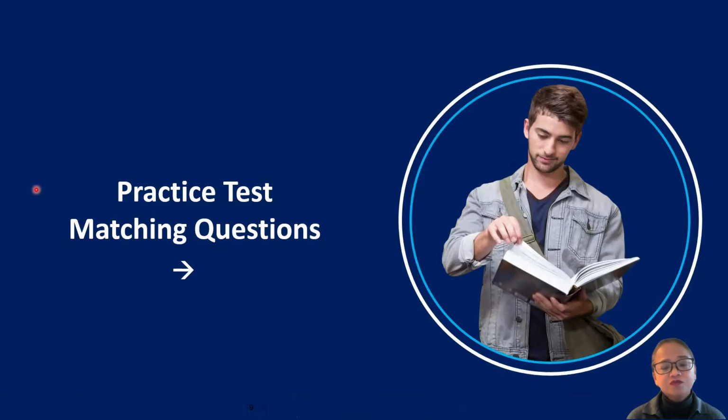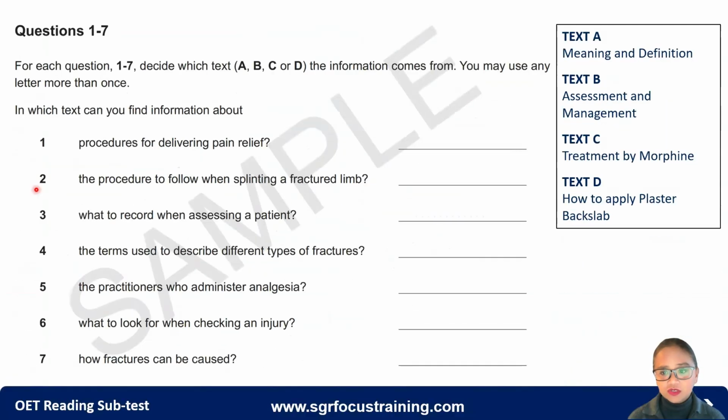So everything that we've learned so far about what is text A, text B, text C, and text D will now help us answer the matching questions. In the matching questions, you've got your summary on the right side. So we've got text A reminding you that this is all about meaning and definition. Text B being assessment and management. Text C being treatment by morphine. And text D on how to apply plaster box lab.